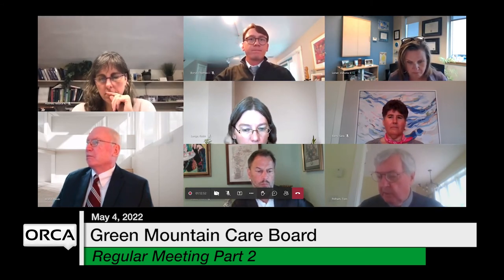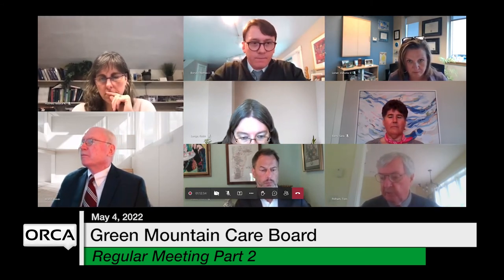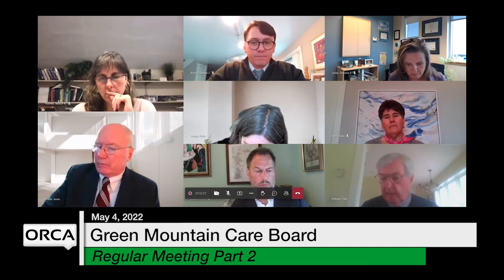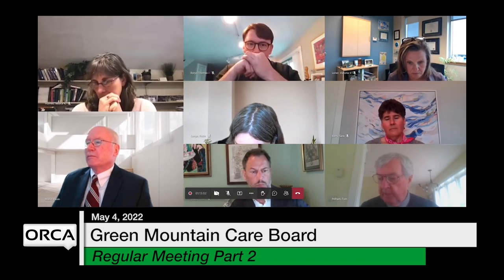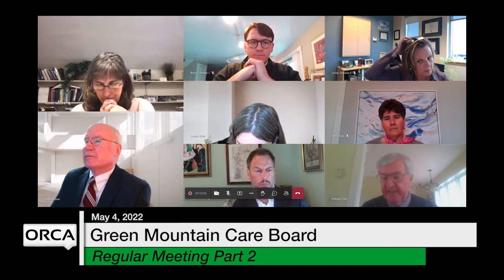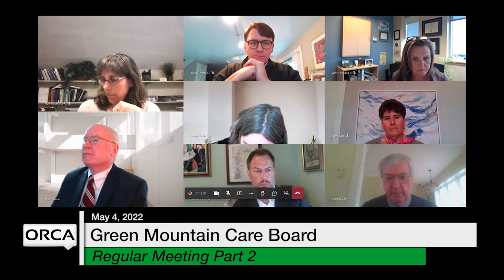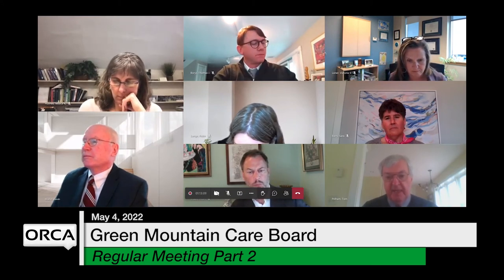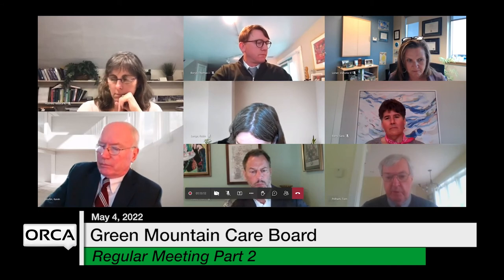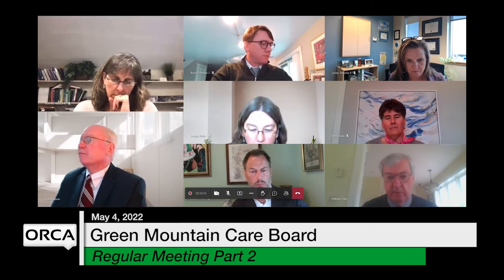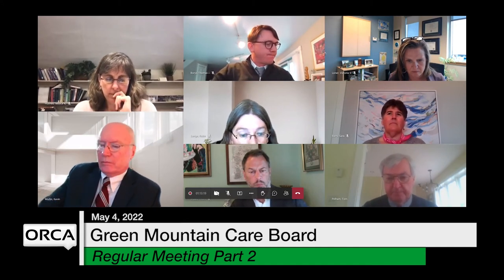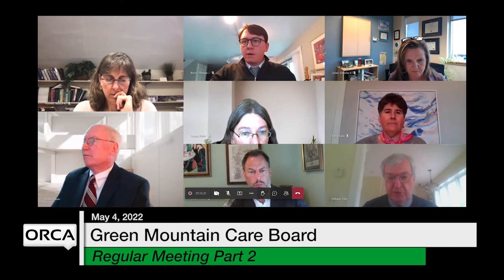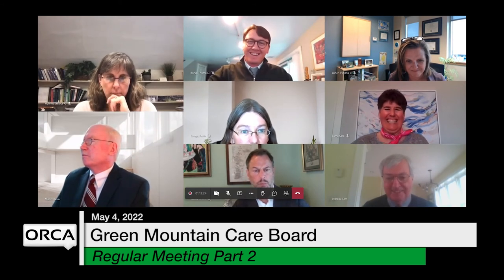So my next question has to do with the evaluation contract with UVM College of Medicine. And I'm just wondering if you can give us a little insight as to what are the key performance indicator gaps. Your slide referenced that part of the contract was to identify gaps. And I'm just wondering, do you know the general nature of what these gap areas are? And that's not GAAP, it's GAP. Thank you for that clarity.